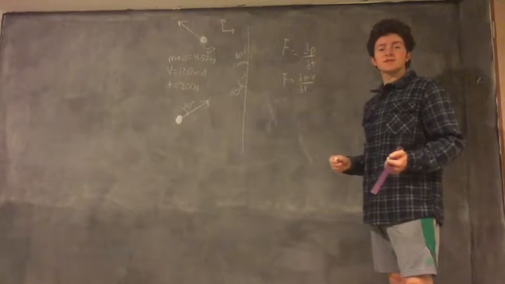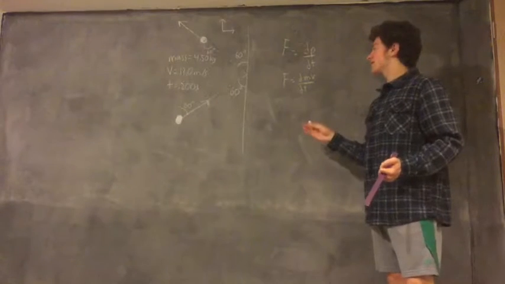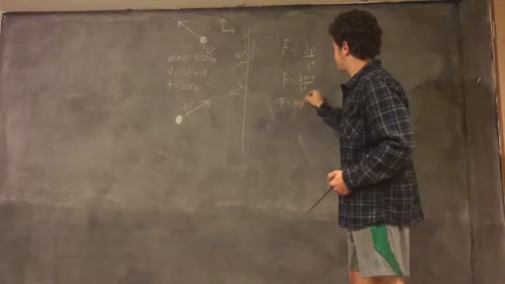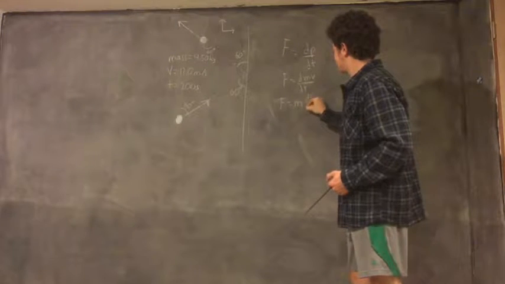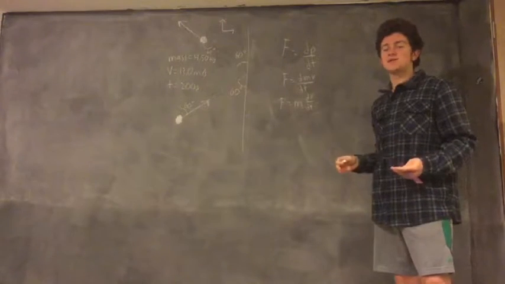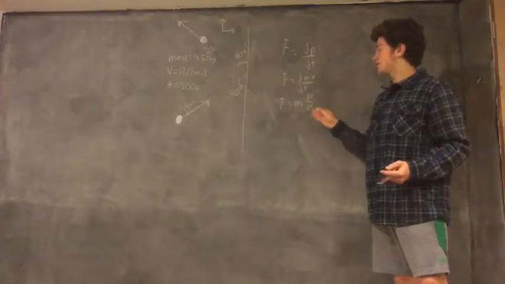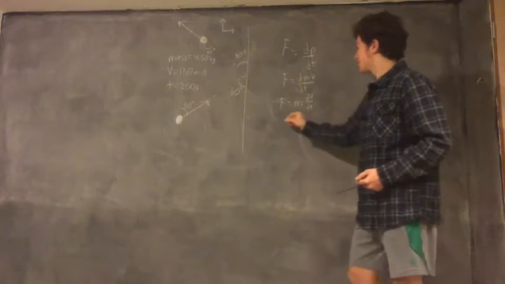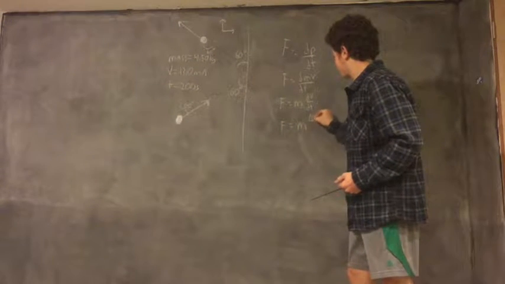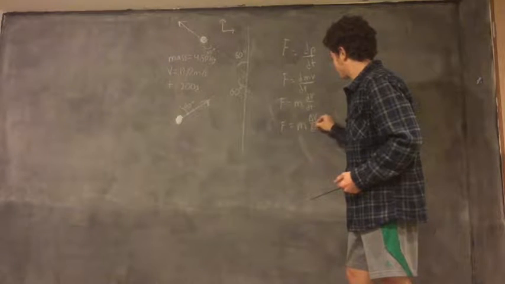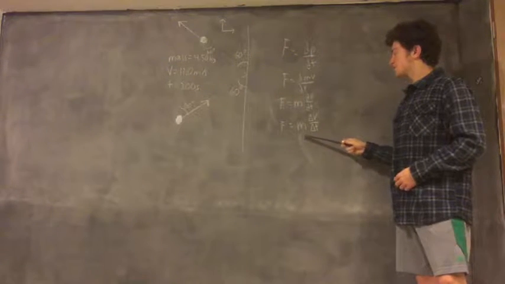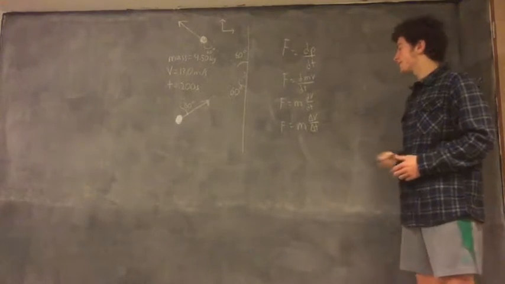Since we know that mass is constant with respect to time, we can take that out of the derivative. And since the problem is asking for average force, not instantaneous force, we can change the dv dt to just delta v and delta t. And there we go, we have our equation for force. Force is equal to mass times the change in velocity over the change in time.